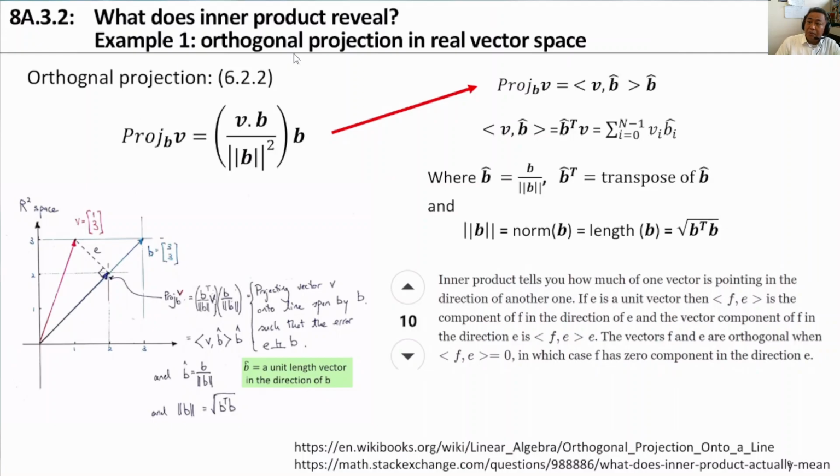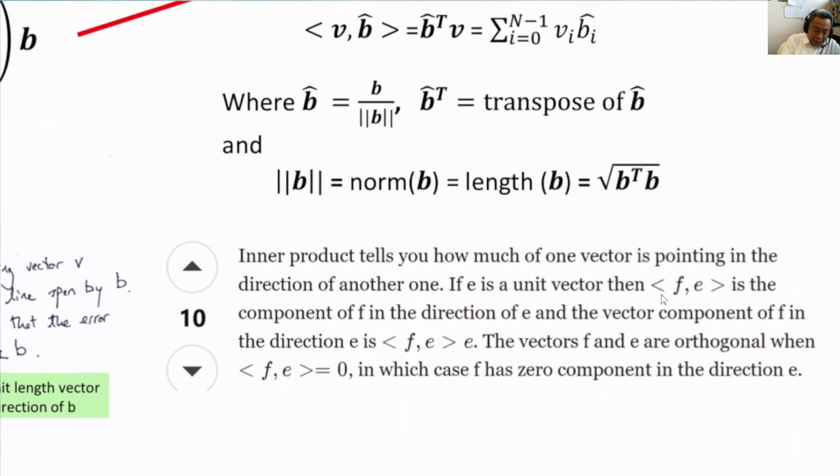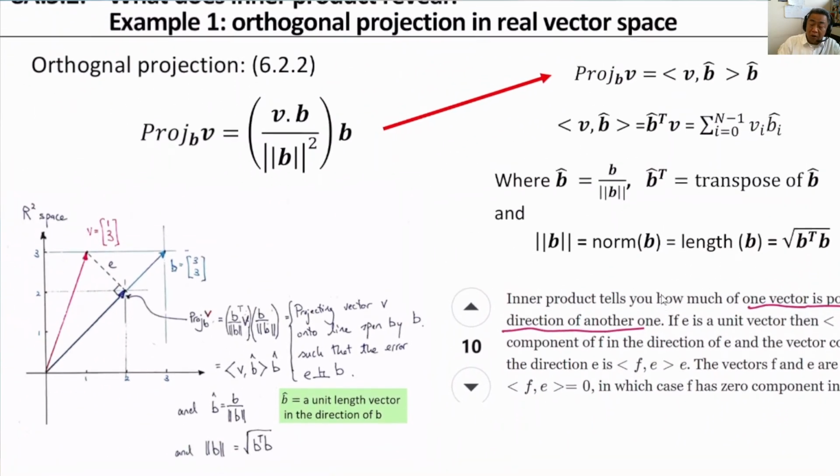Let's discuss now what the inner product reveals. Typically, we tell you that it reveals the angle between the two vectors, but actually it reveals something even more. The inner product tells us how much one vector is pointing in the direction of another vector. Okay, and let's discuss this with orthogonal projection.